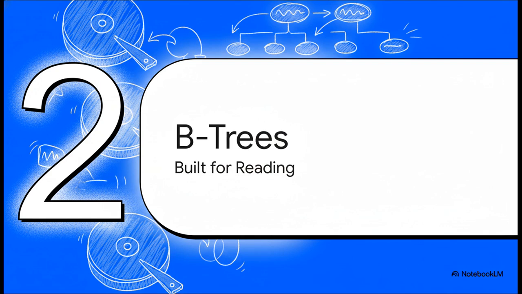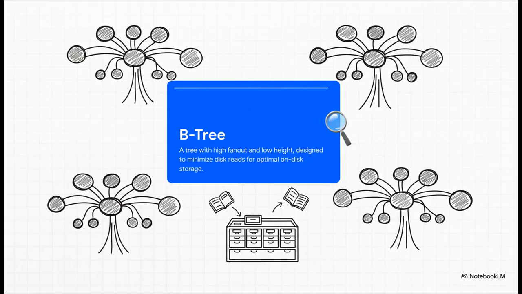Well, let's meet our first champion in this story, the classic answer. A data structure engineered specifically for this slow world of disk storage. It's called the B-tree. The genius of a B-tree is all in its shape. Instead of being tall and skinny, it's short and very, very wide. This width, what we call a high fan-out, means that every single node can point to tons of other nodes.